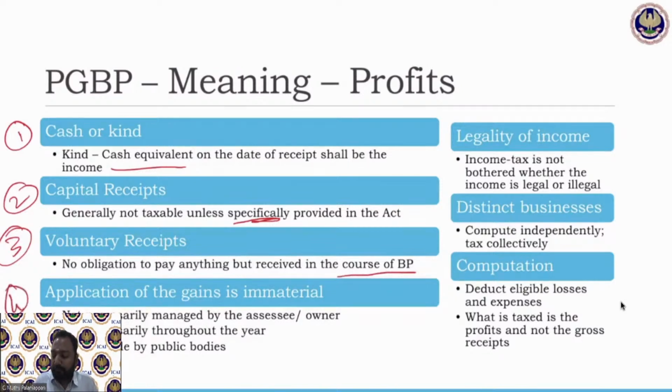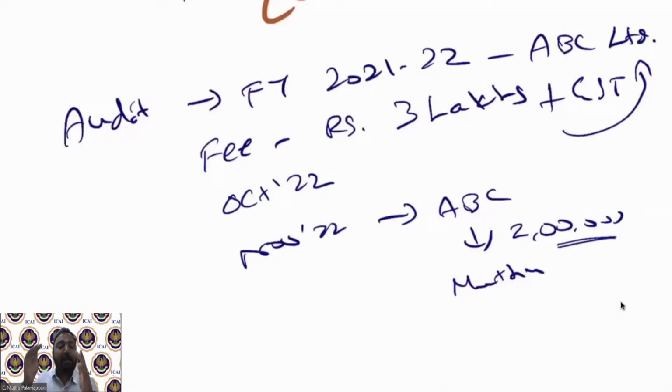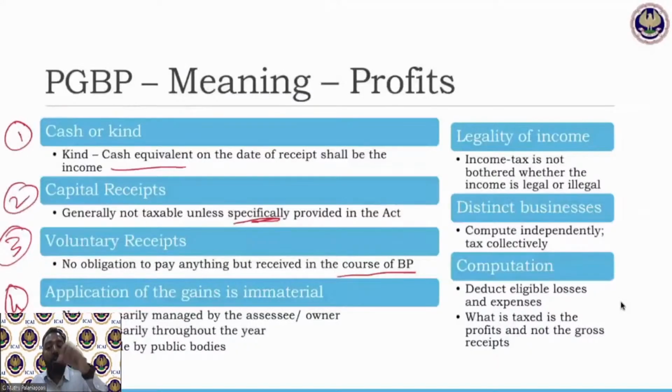The fourth one: application of the gain is immaterial. There is no requirement that I should spend that money. For example, let's say I received this 2 lakhs and I don't spend anything of it. I've just kept it inside my safety locker. Can I say that since I'm not applying the money, it is not an income? No. Application of gain is immaterial, so basically it need not be spent.